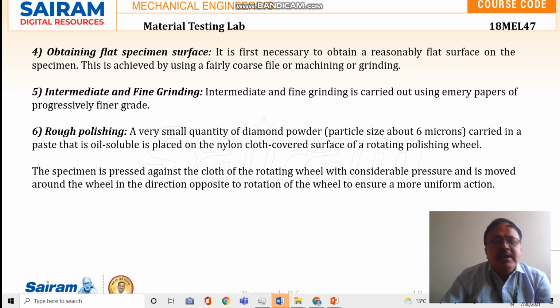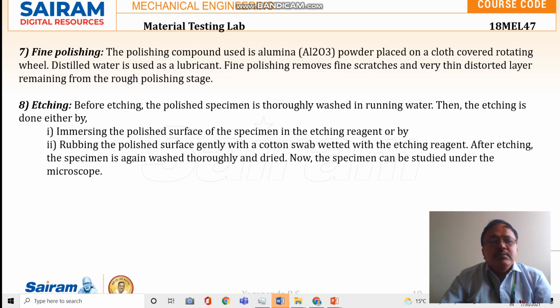Then intermediate and fine grinding. This will be carried out using emery papers. Then rough polishing will be done, then fine polishing, and then etching will be done.